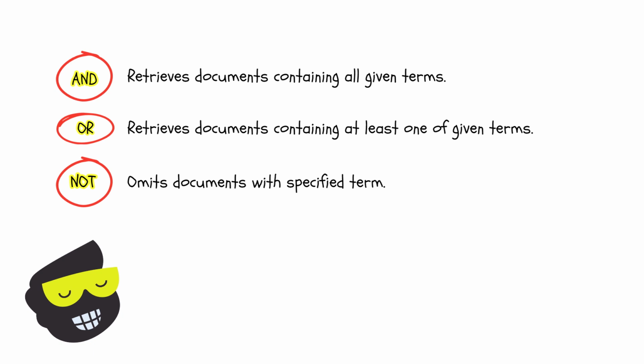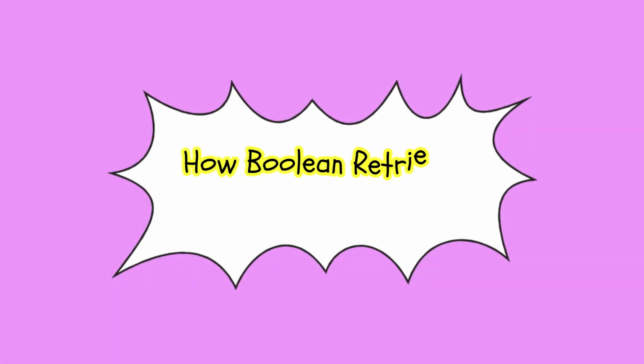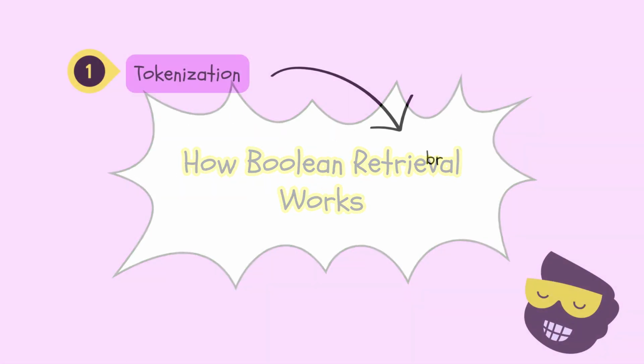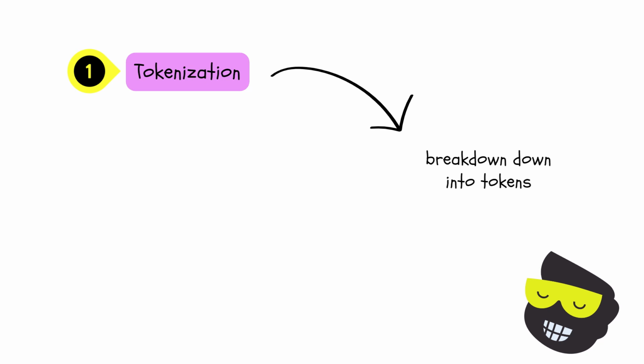The way that it works, the search process involves creating a simple inverted index and then using Boolean logic to filter the results based on the query.